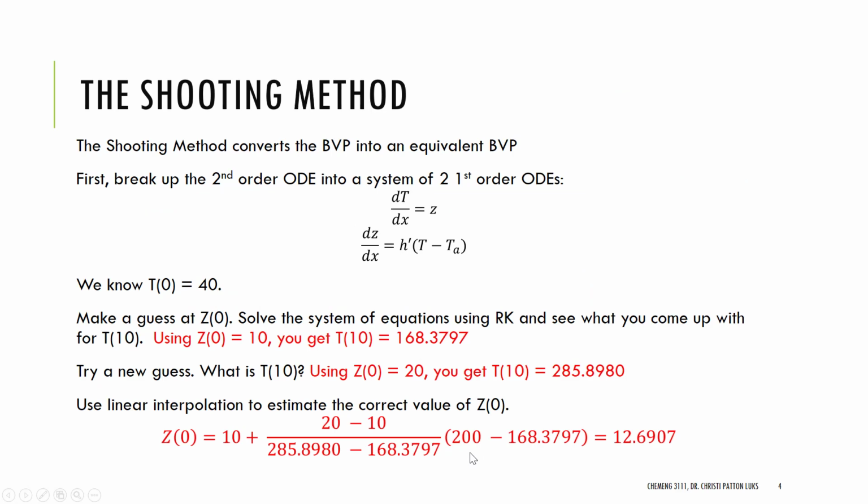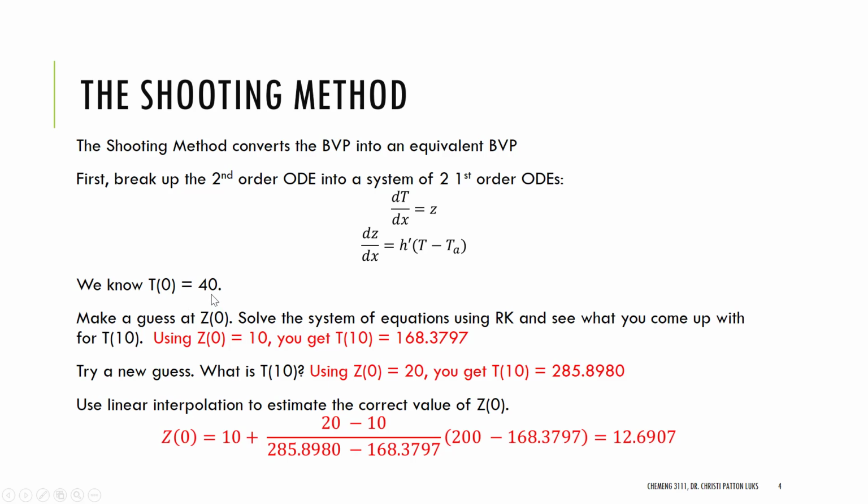So first, let's look at the shooting method. What the shooting method does is convert your boundary value problem into an equivalent initial value problem. So you're going to take the second order ODE and turn it into a system of two first order ODEs like we did in the last lesson. So z is dT/dx and the second derivative is dz/dx, and so that's equal to h' times (T minus Ta), switching that order of subtraction there.